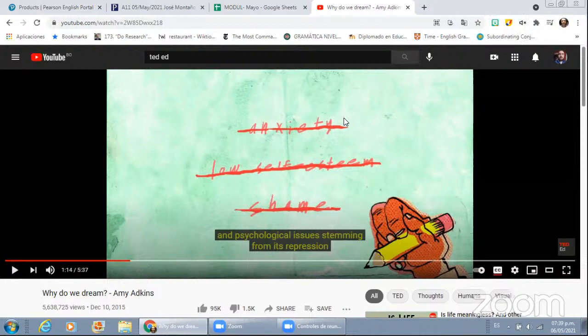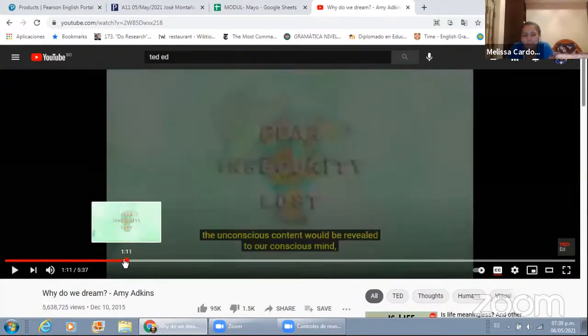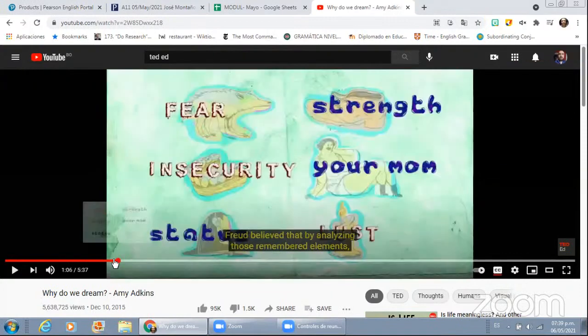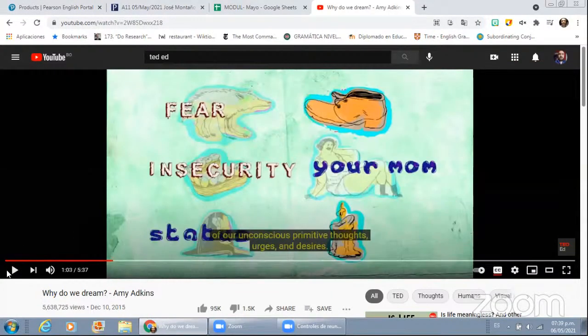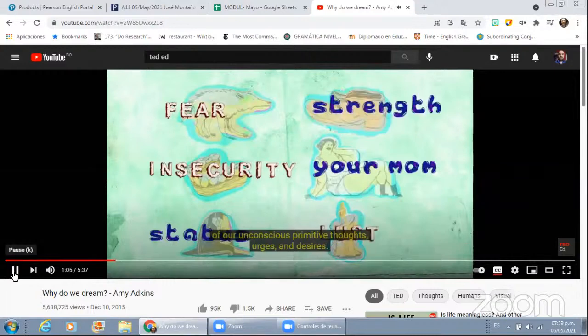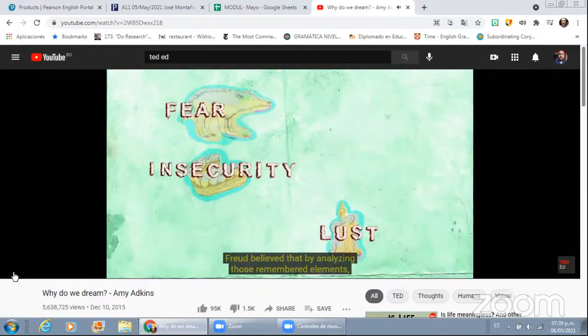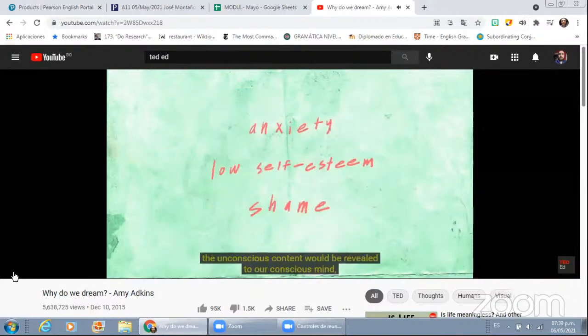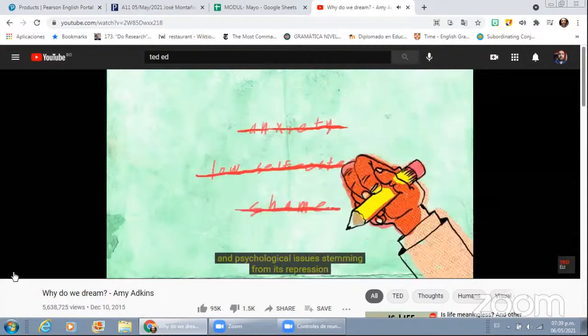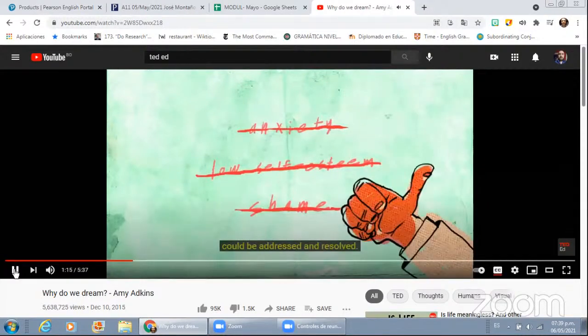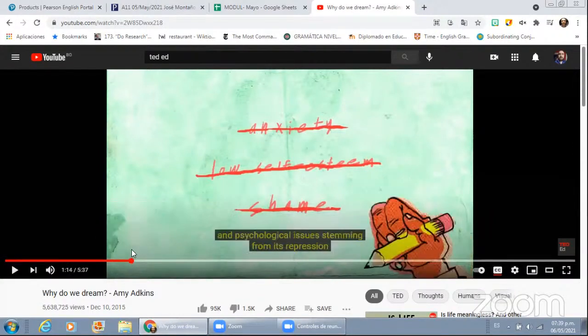Tell me, Melissa. It's good that you can guess because of the context. It's always helpful, even if you're not right. I'm going to give you the context one more time. Let me play this. Let's pay attention to this last part. Freud believed that by analyzing those remembered elements, the unconscious content would be revealed to our conscious mind, and psychological issues stemming from its repression could be addressed and resolved. Okay, that's the idea. They are using many different words. They are not easy to understand, but do you have any idea about STEM or STEMing?